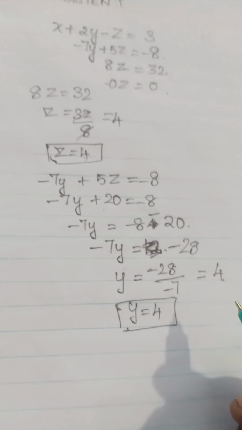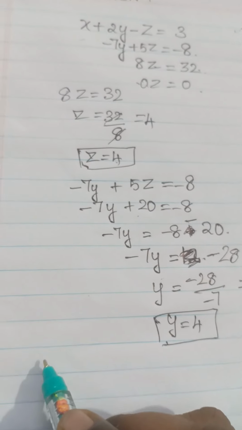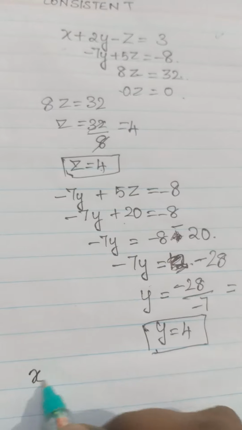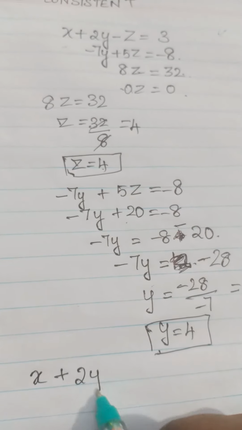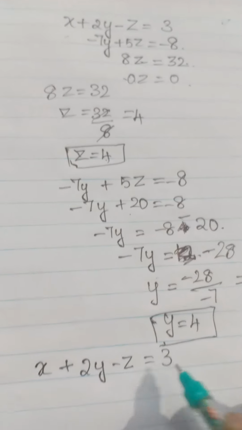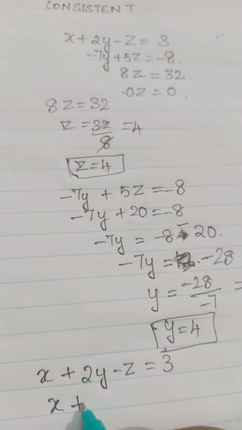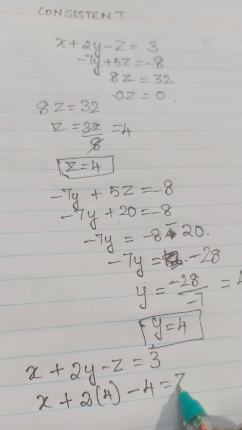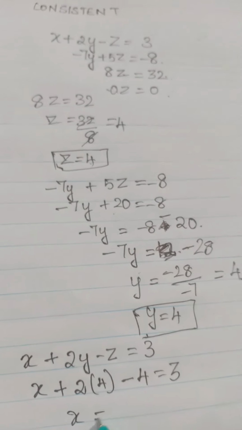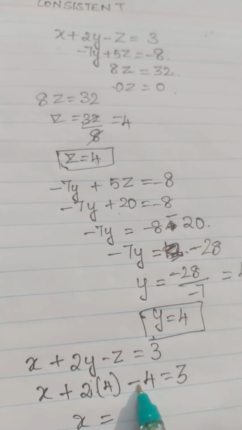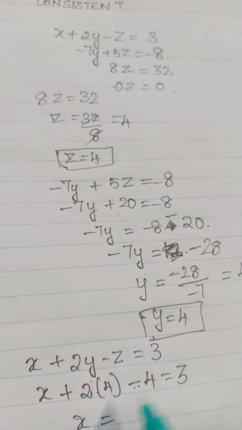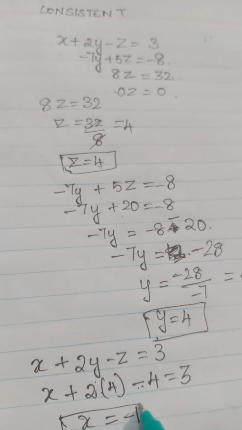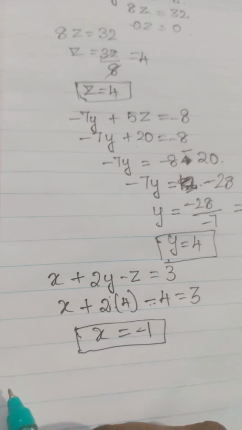Now we need to find out the value of x. To find the value of x, substitute the values of z and y in the first equation. So x plus 2y minus z equal to 3. X alone we don't know. 2 into 4 minus 4 equal to 3. X is equal to, 2 4s are 8. 8 minus 4 is 4. When 4 goes to the other side, minus 4. So 3 minus 4 is minus 1. This is the value of x.